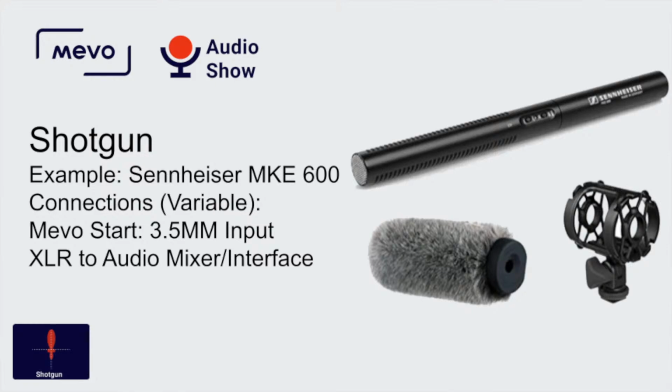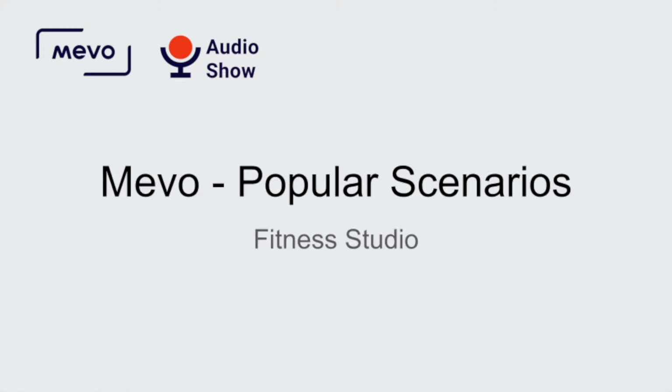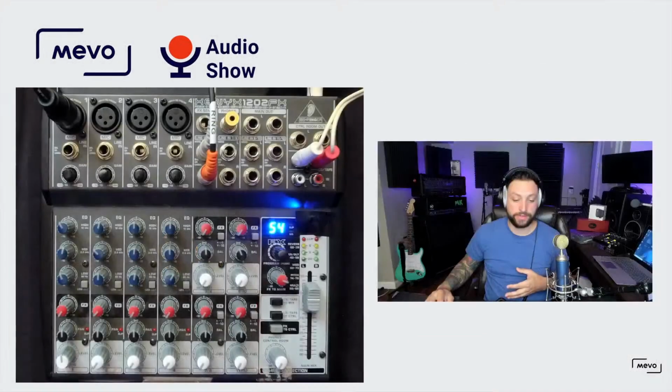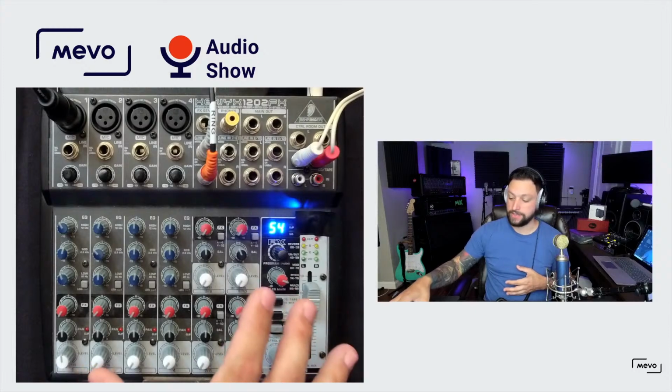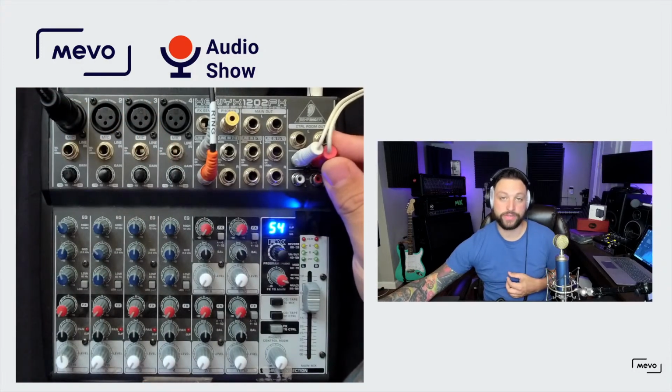So these type of microphones are great for like a stationary position. You can have something like this hanging over your instructor, and you can have that then going to a mixer. So I'll show you what I mean by that. There we go. So basically what's happening here is the shotgun microphone is going XLR to a mixer. The mixer, which is like this right here, is then, so let's say this is our shotgun input, sending signal from here directly to the Mevo.